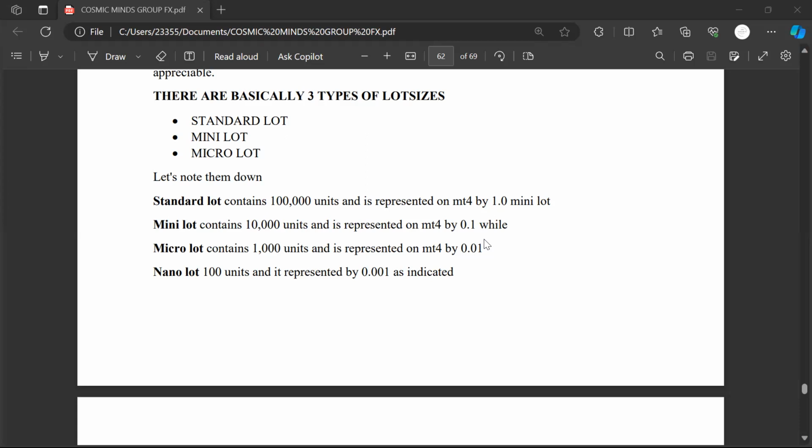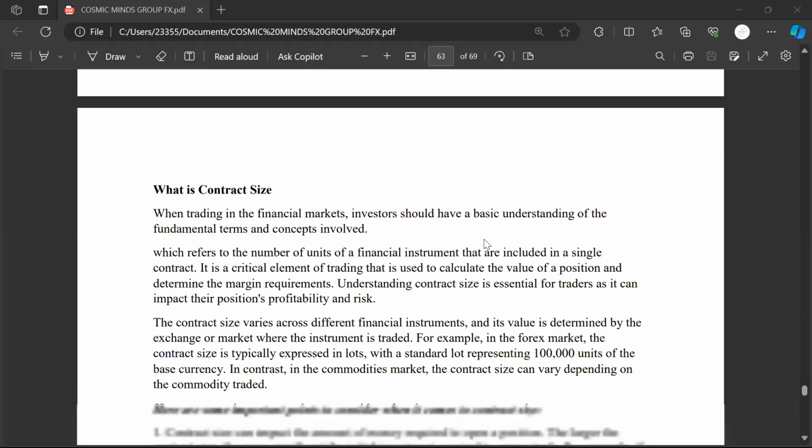In the same way, that is applicable to the mini lots. So the mini lots is what? It's 10,000 units, and it is represented by the lot size at 0.1, right? And then the micro lots, 1,000 units, 0.01, and then the nano lots, 100 units, represented by 0.001 as indicated. You understand it? I think this is easy to understand. This is lucid, right? So that is it. Now that we know this, let's continue.